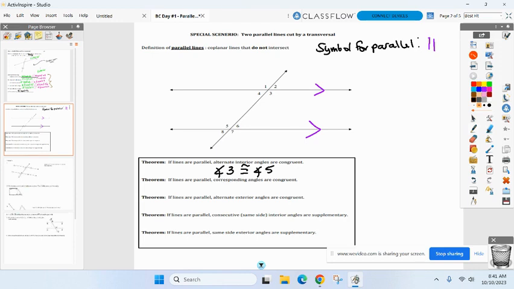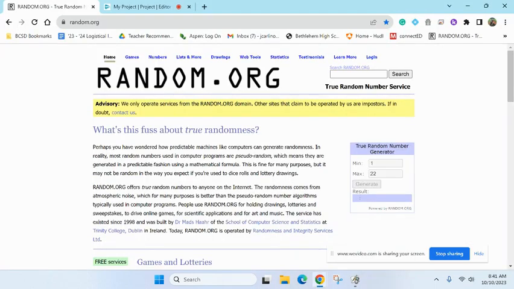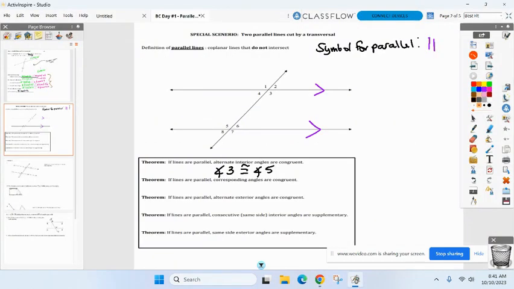What other angles are congruent? Corresponding angles are congruent. So somebody go to my diagram now and give me a pair of corresponding. Remember, corresponding, take the 4-pack, slide it down. Name a pair of corresponding angles up here. So angle 1 is congruent to angle 5.